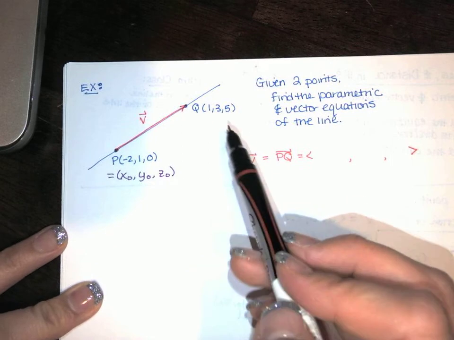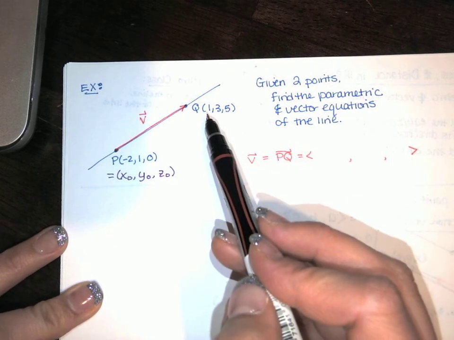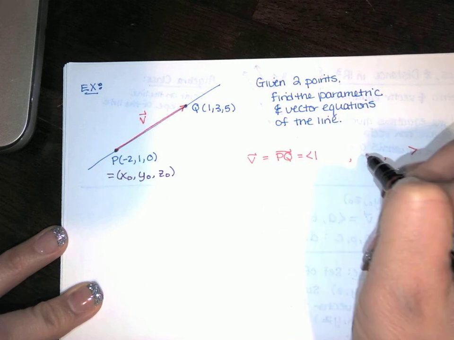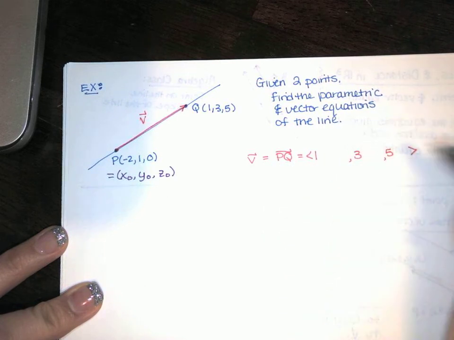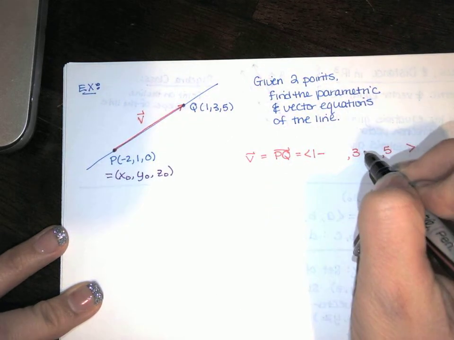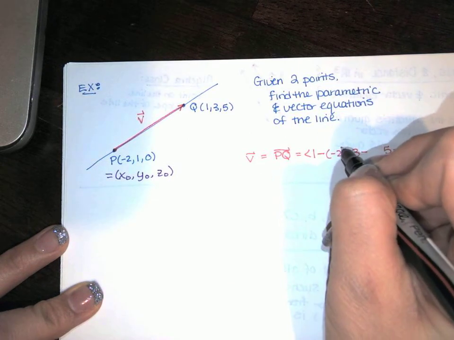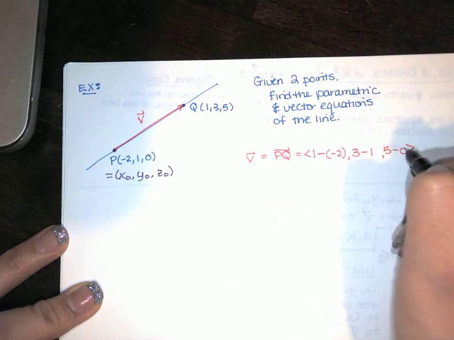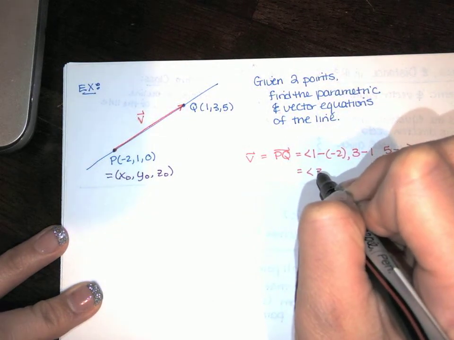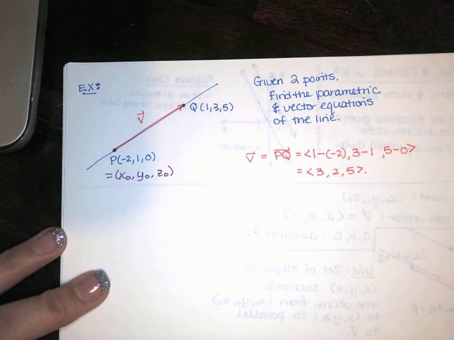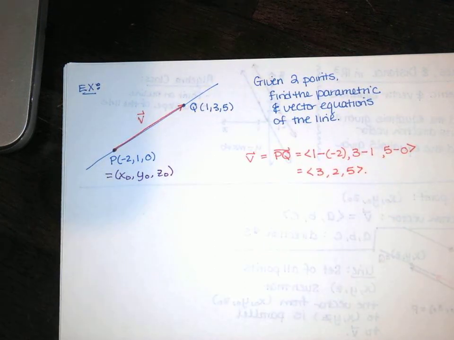We start at Q. We take the coordinates of the terminal point, which has coordinates 1, 3, and 5, and then we subtract the coordinates of P. So we're subtracting -2, 1, and 0. That gives us a 3, a 2, and a 5. Okay, that's our V.